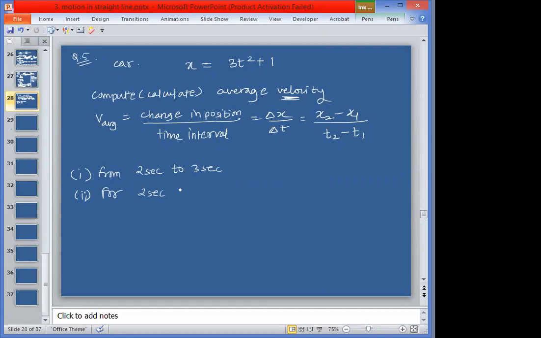Okay, this is very interesting. 2 second to 2.1 second. And the third bit, from 2 second to 2.001 second. First calculate this. Calculate 2 to 3.